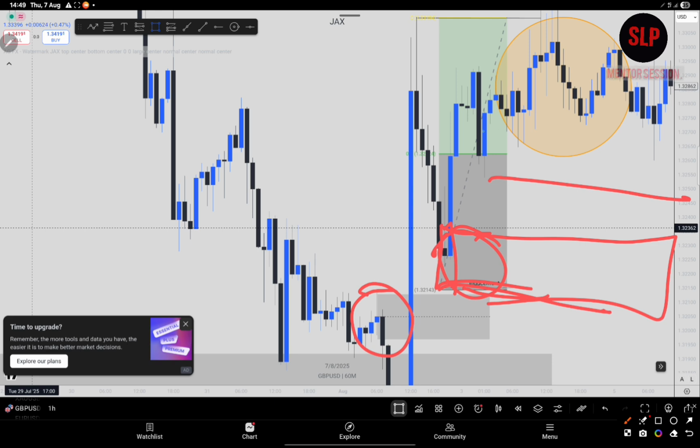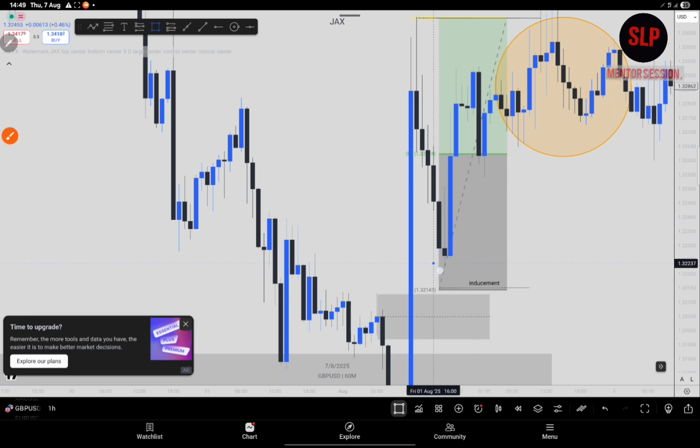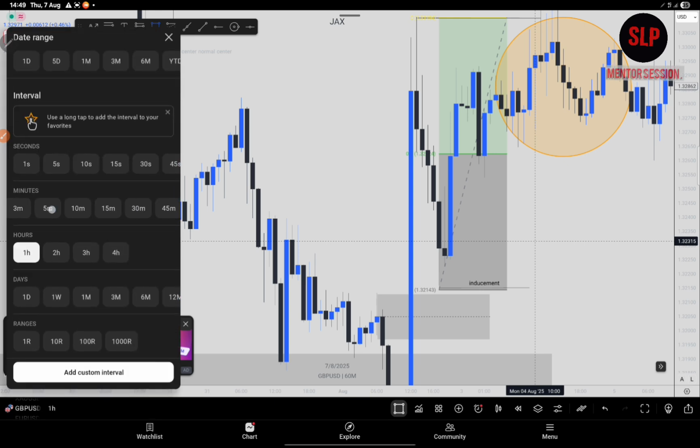But because of this new range, and price has already mitigated the 50%, if we see a POI above this POI right here, we have to take that POI. Until that POI fails, we are not going to consider this. We'll not consider this entry down here. So let's walk down to our 30 minutes.